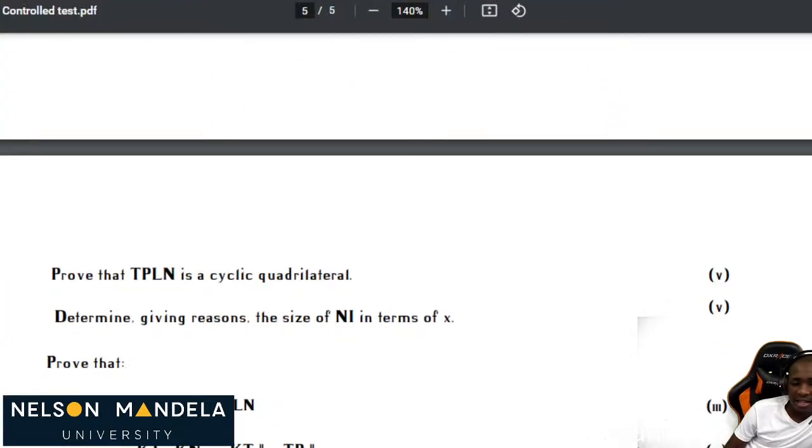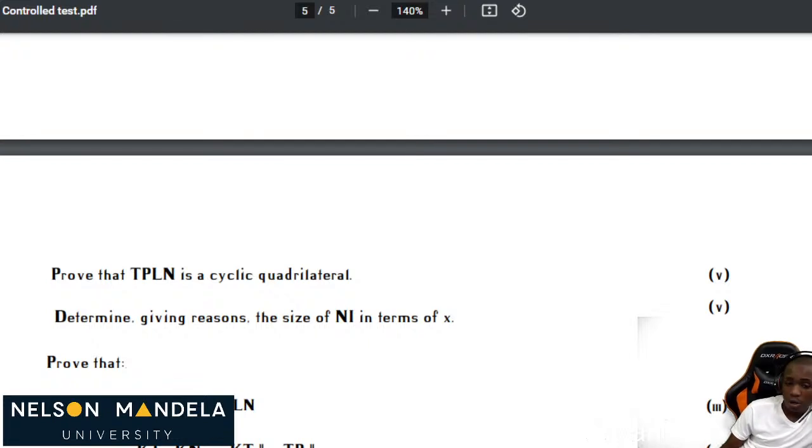Give the reasons, the size of N1 in terms of X. N1 and K, they are equivalent to each other. And K and N2 is 90. Oh, great. So now let's do that, guys. How can we represent N1 in terms of K? How can you present it in terms of X?